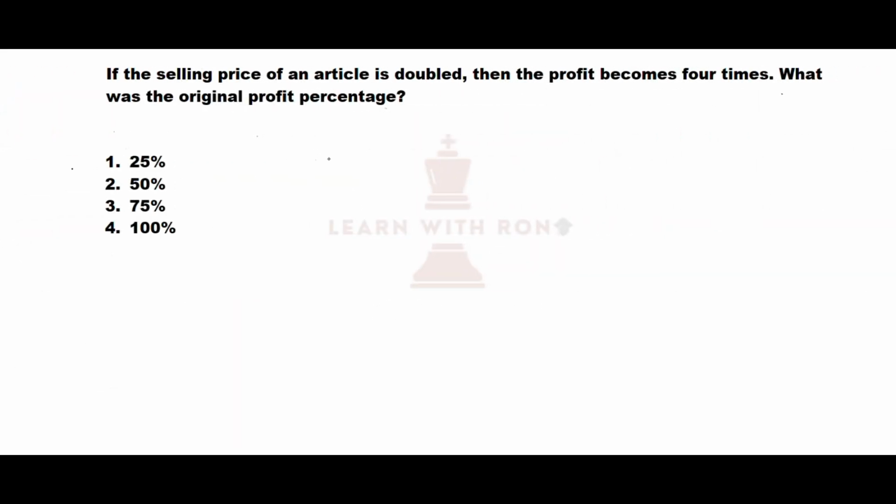See this question here. They have given, if the selling price of an article is doubled, then the profit becomes 4 times, and they asked what was the original profit percentage.